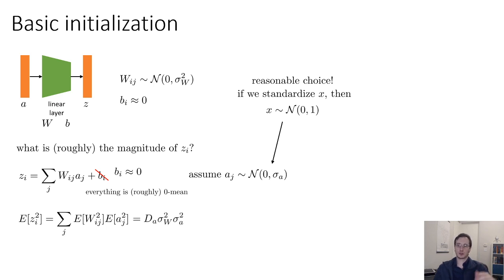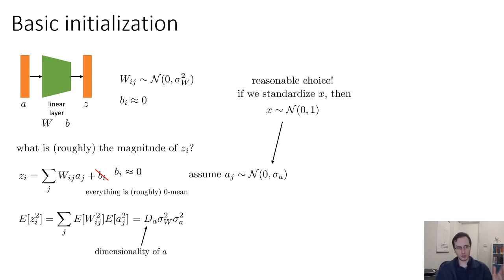So this sum is just going to be dA, which is the dimensionality of A, times sigma w squared times sigma a squared, right? Because we're summing over j a bunch of sigma w squared times sigma a squared, and how many things are we summing? Well, we're summing dA things. So that means that the variance of each entry in Z will be roughly dA sigma w squared sigma a squared.